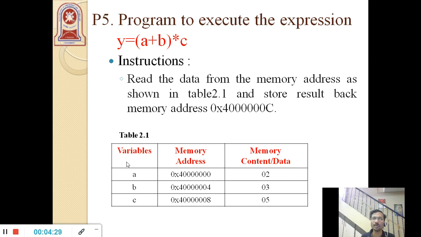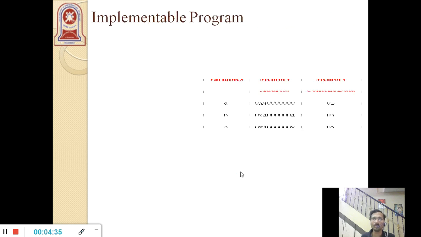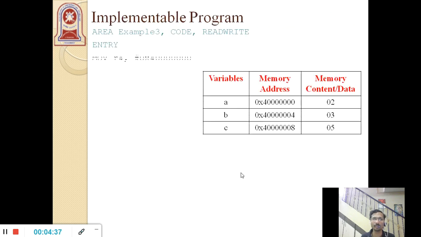So this is what you should write, a simple program where, in order to load the data from this particular address, I should consider one of the base registers. Now we'll see the implementable code here. As usual, I define my AREA code, CODE, READWRITE, which is nothing but my assembler directive.